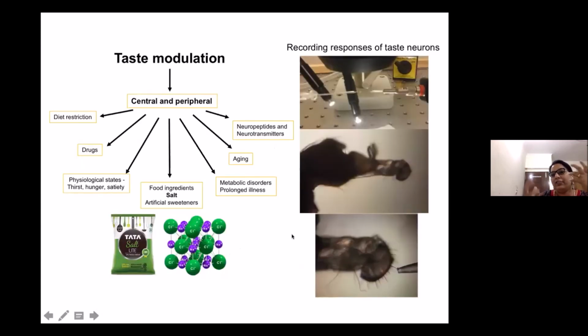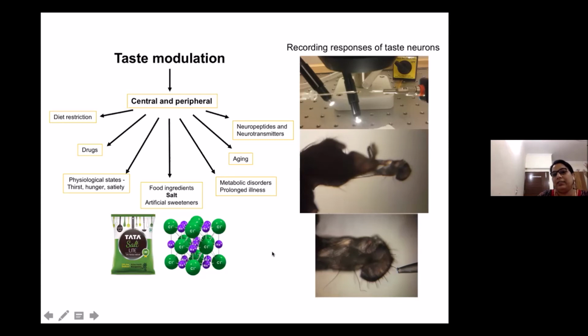One can look at the periphery by doing electrical recordings from the sensory hairs which are present on the labellum or legs. The recordings from the pharynx are very difficult because they don't have hair-like structures. They are internal organs. So to understand how taste modulation happens in this part of the fly, we started looking at one parameter, which is salt, or general table salt.